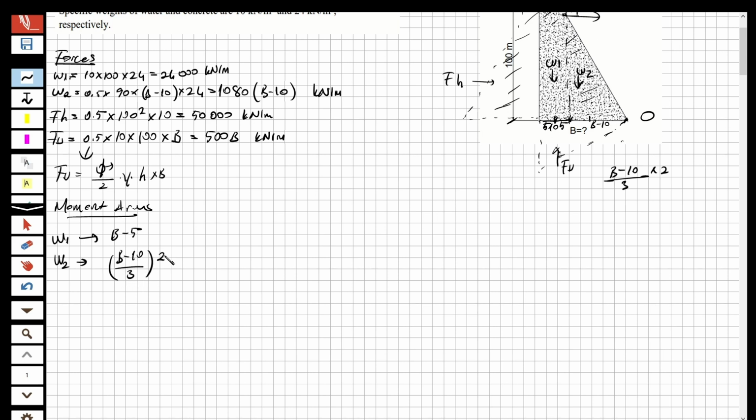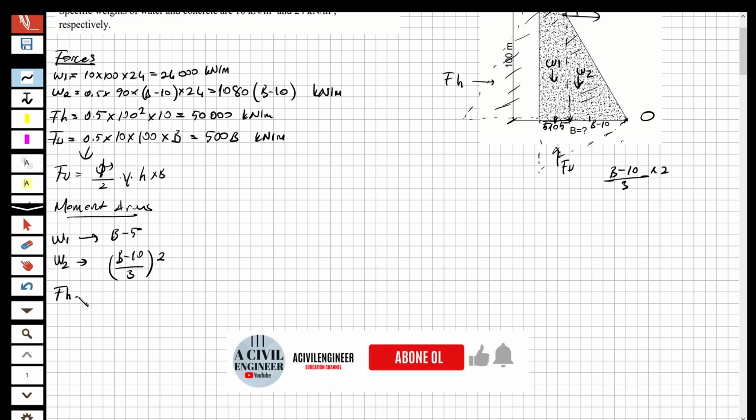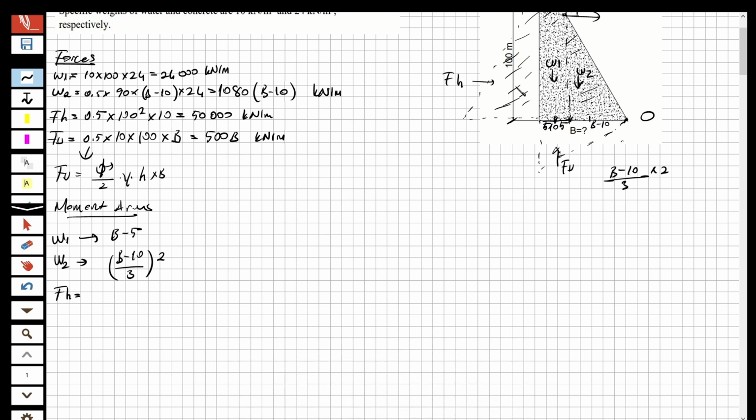Okay, we got it. Let's do it for the horizontal force. For the horizontal force, look at here, this is 100, right? The height is 100. It is a triangular distribution, so we assume the force acts at 2/3 of that. So 100 multiplied by 2 over 3, and this is going to be 32.34, and these are in meters, okay?